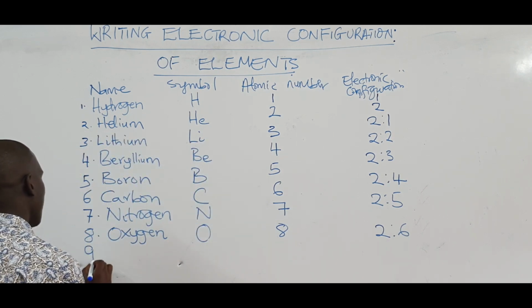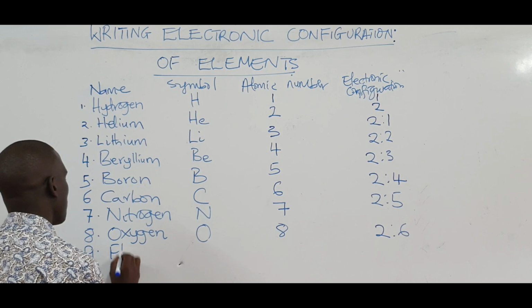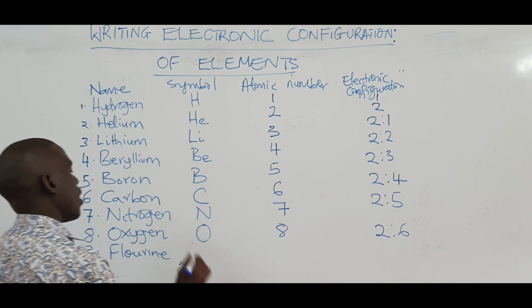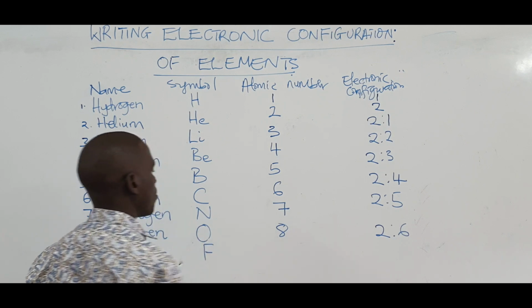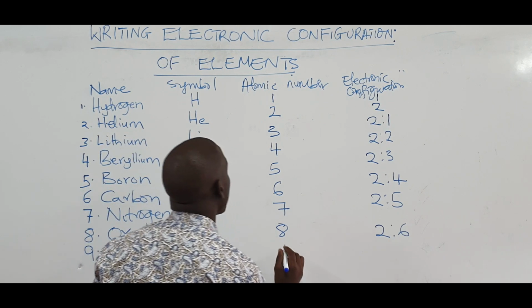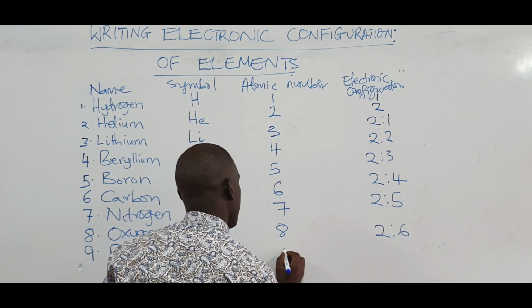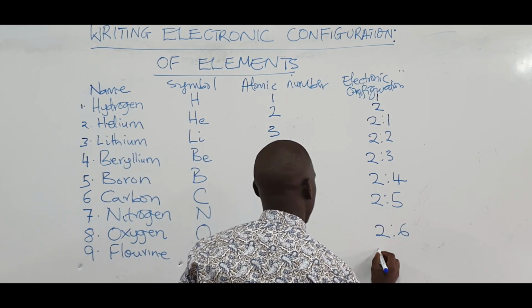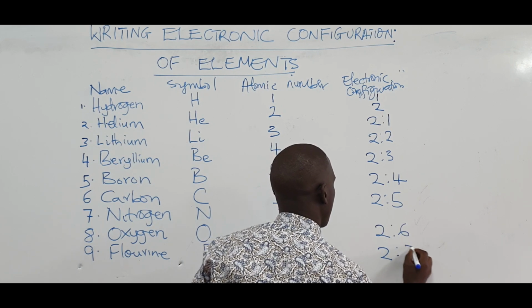The ninth one is fluorine. Fluorine, that is capital F. Atomic number we have is 9. Then we have electronic configuration 2, 7.